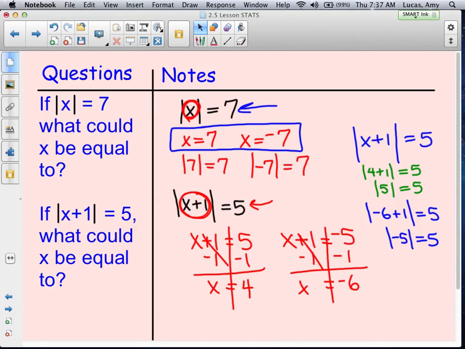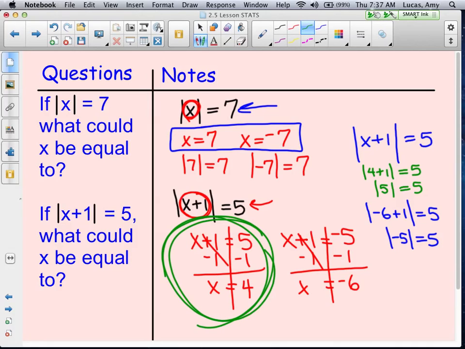So your two solutions. Do not be lazy. Do not get lazy on us. Don't solve one of them and then say, oh, got them both, 4 and -4. You will get the second solution wrong. So please solve them both.